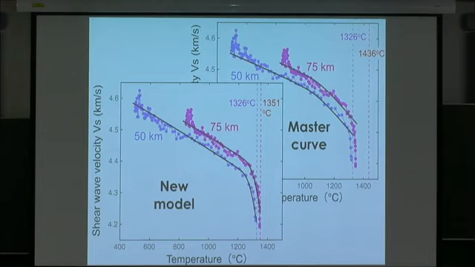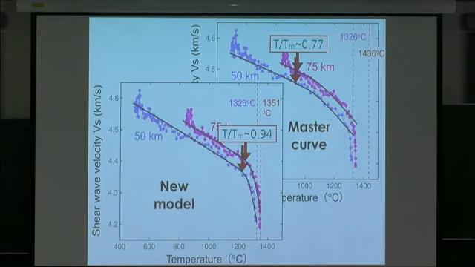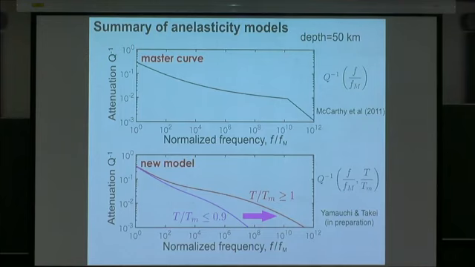In the master curve model, anelastic effect starts at about 1000 degrees C, which corresponds to 0.77 homologous temperature. But in the new model, it starts near the solidus, corresponding to 0.94 homologous temperature. So in the new model, anelastic effect and partial melting is closely related. And this result can be explained by the attenuation spectrum.